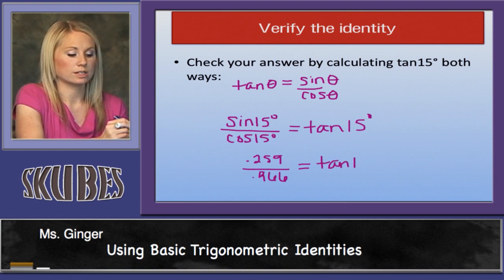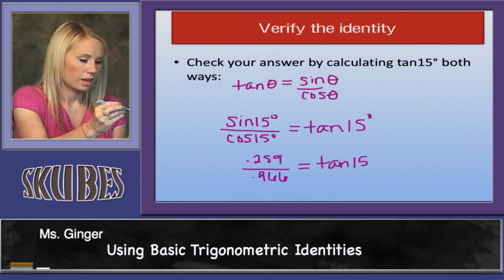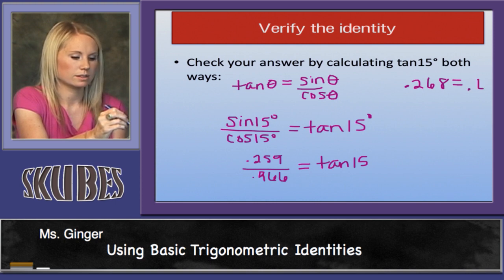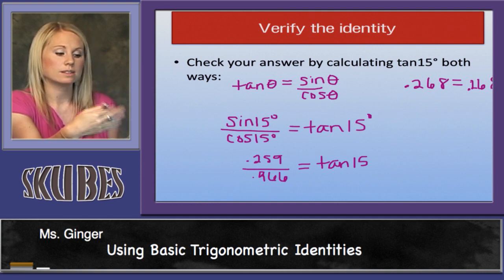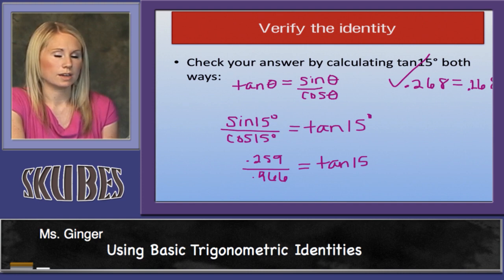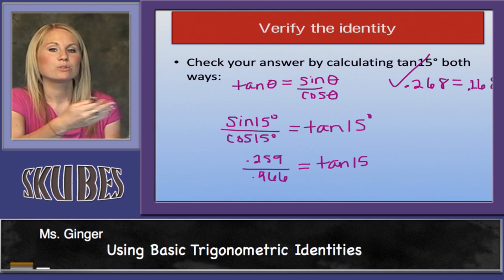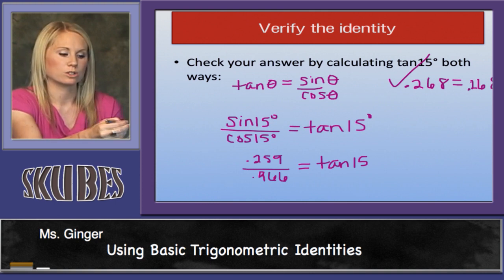On the right-hand side, we're just going to type in our calculator tan 15. We are going to see that no matter how we calculate, both sides give us the same value. If you get a true statement, that means that it works. The identity can be calculated both ways, and we're going to get the same value. You should never get two different values on both sides because two different values are not equal, as we're stating here.